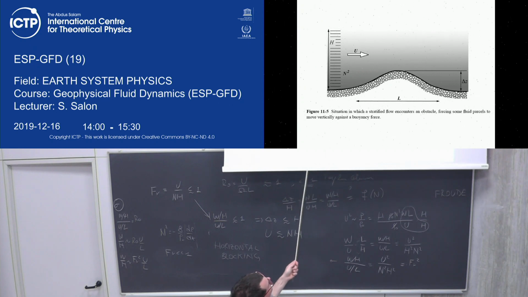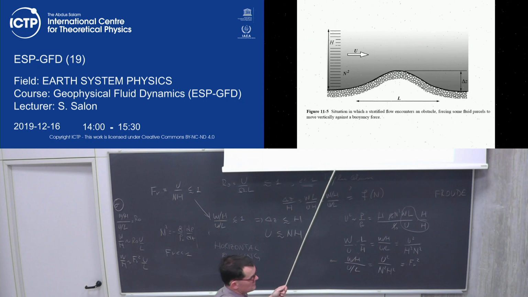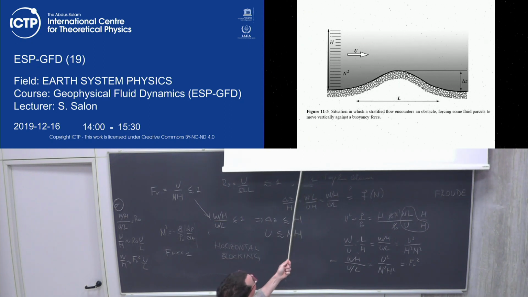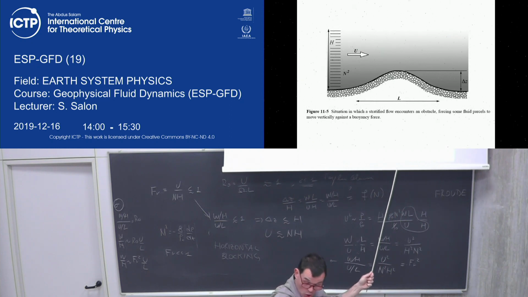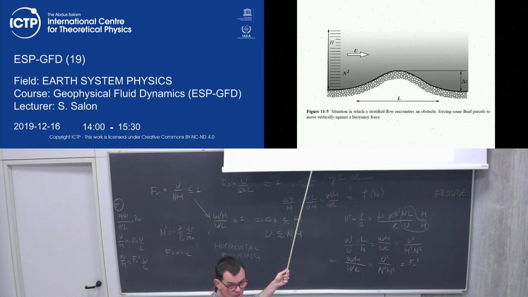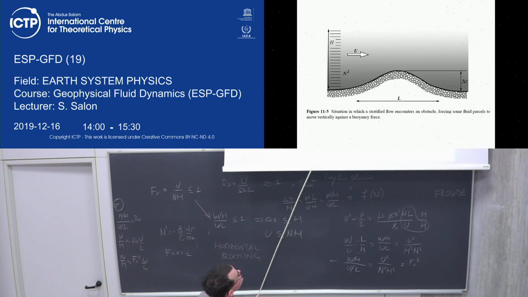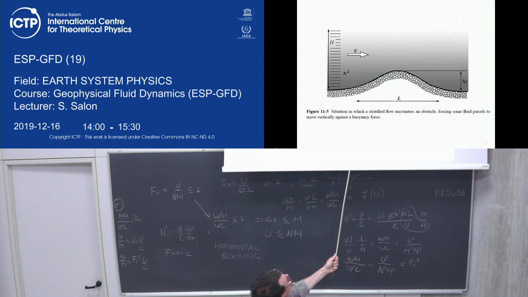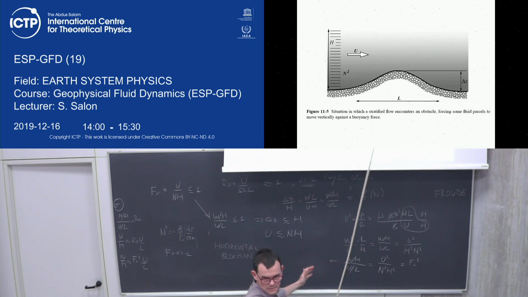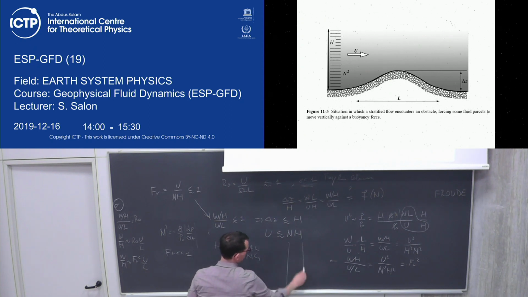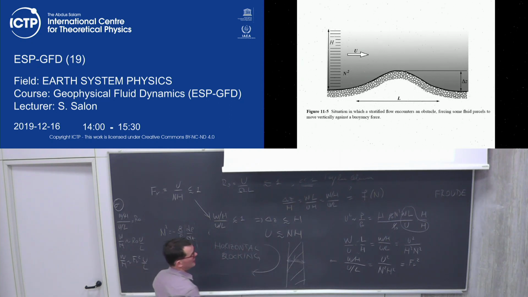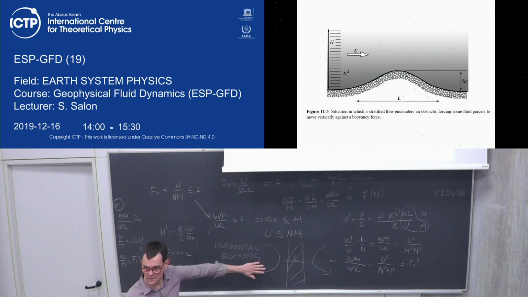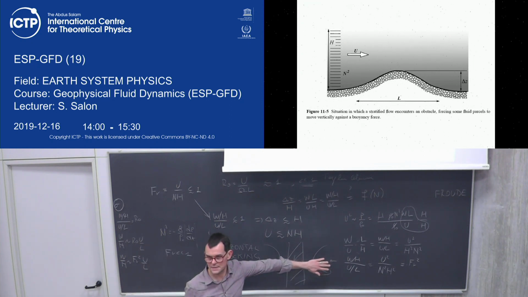So if this bump has a closed perimeter, it means that the parcel can go around like this, and like this. Because the stratification is so strong that the kinetic energy of this parcel is not enough to overcome the potential barrier, the gravitational potential barrier. But if this obstacle is, ideally, infinite, looking from the top we have something like this. So this is our L. And we have something here, and something here. So the flow here is blocked and cannot pass in this area.